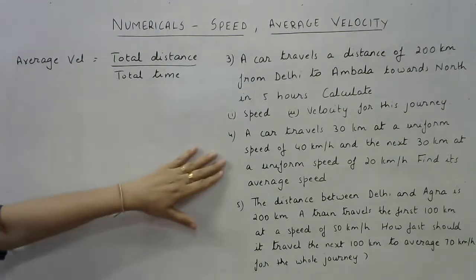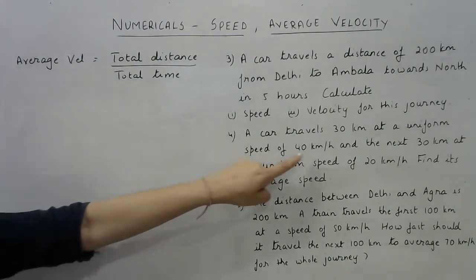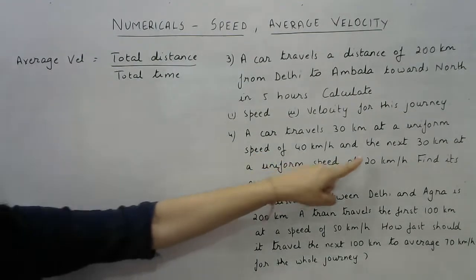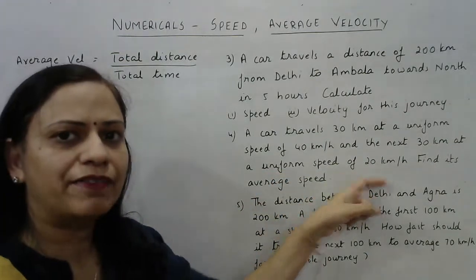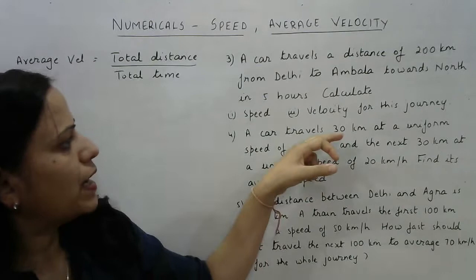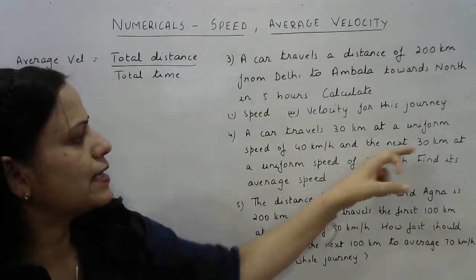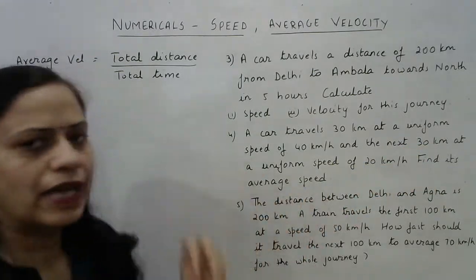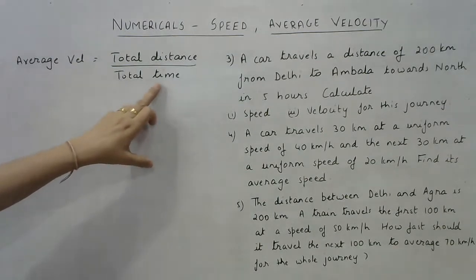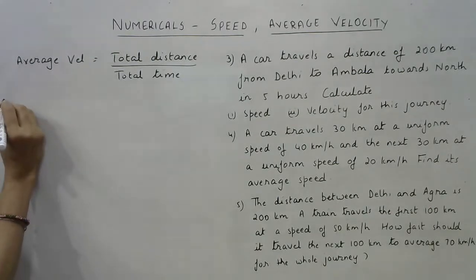Now if you read this question carefully, a car travels 30 kilometers at a uniform speed of 40 kilometers per hour, and the next 30 kilometers at a uniform speed of 20 kilometers per hour. So the journey has been divided into two parts. In the first part, the distance is 30 kilometers and the speed is 40 kilometers per hour. In the second case, the distance is 30 kilometers and the speed is 20 kilometers per hour, and you have to find the average speed. But in the formula, we require the time. So how are we going to solve this question? Just look carefully at the board on how to solve this question.